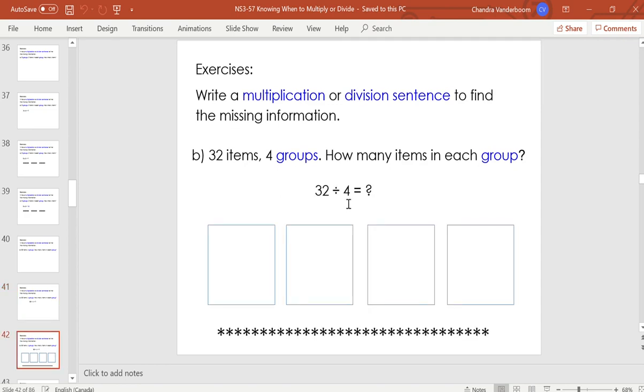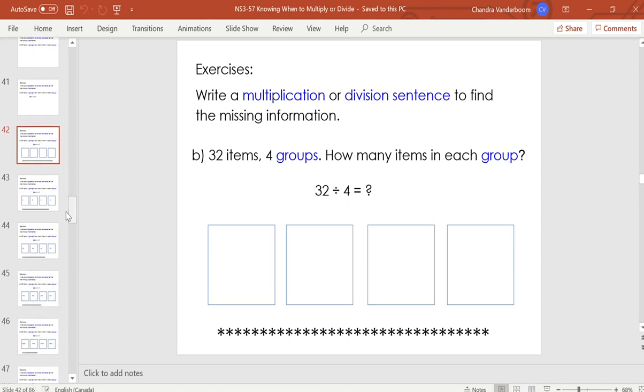Well, let's see. Here are my 4 groups. Here are my 32 items. Now we can start separating them into our 4 groups. Get your fingers ready and let's skip count. Are you ready?